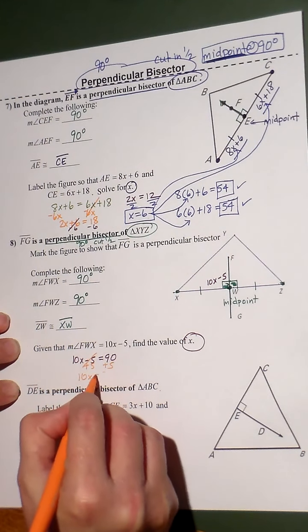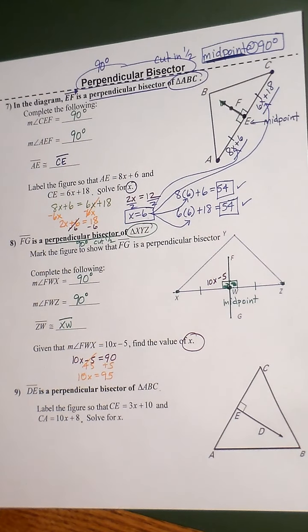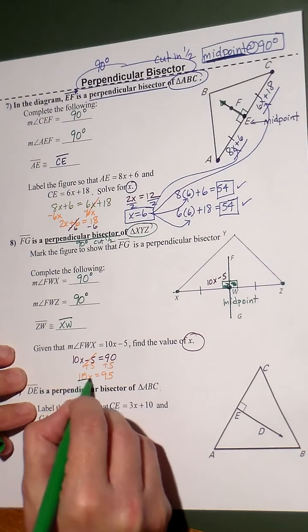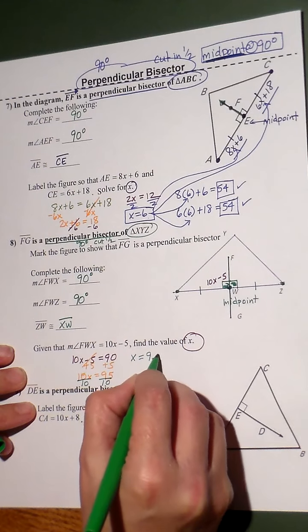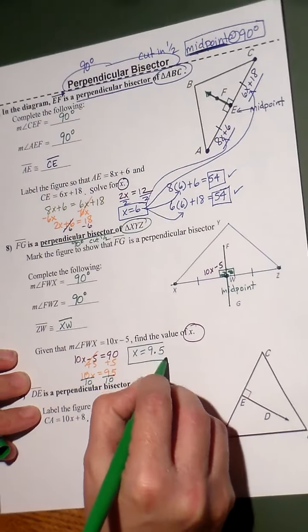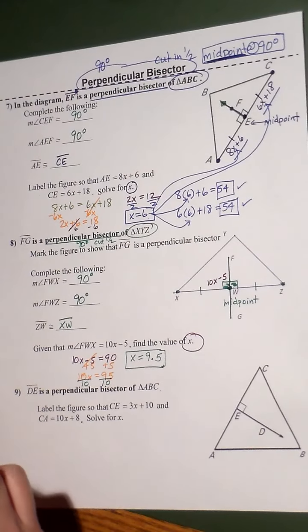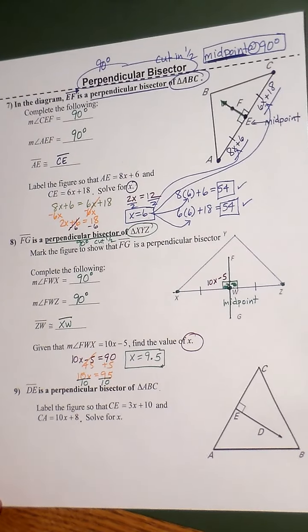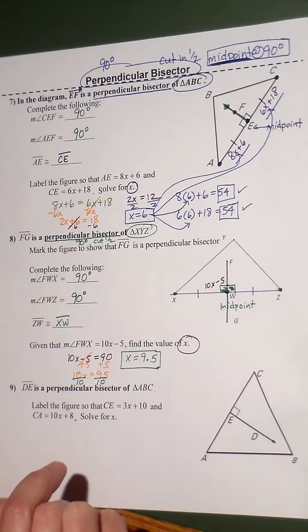So 10x equals 95. Okay, 10x equals 95. And then I'm going to divide both sides by 10. So x is going to equal 9.5. It is okay in math world to get a decimal answer. I know that upsets some of you, but decimals do exist. So it is 9.5. That is the correct answer.